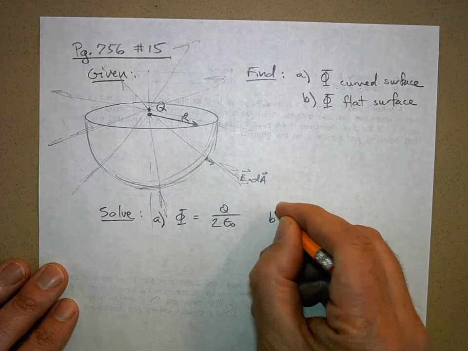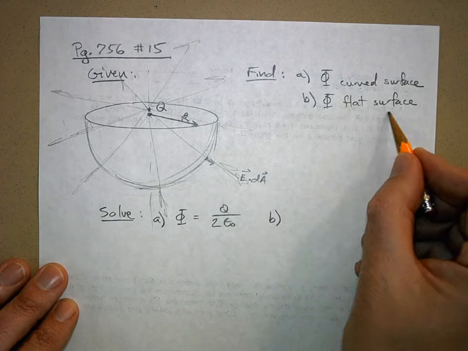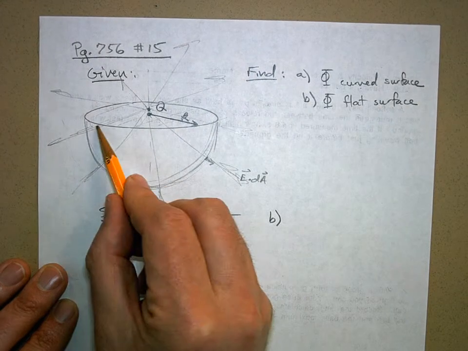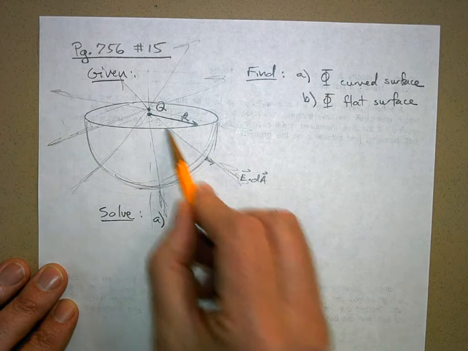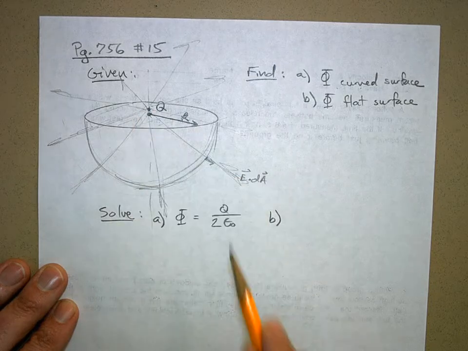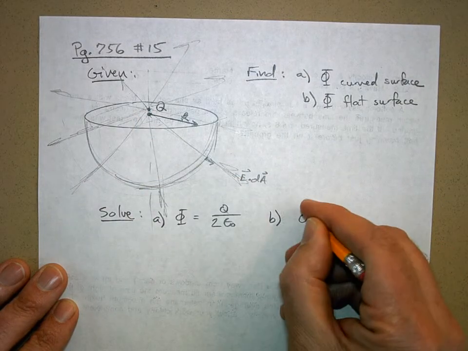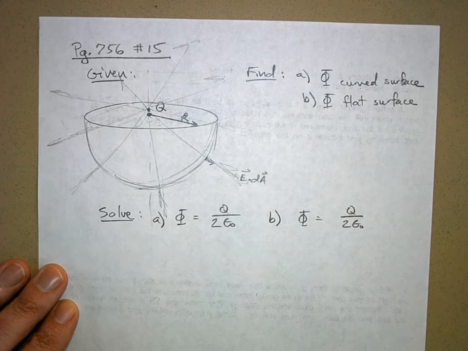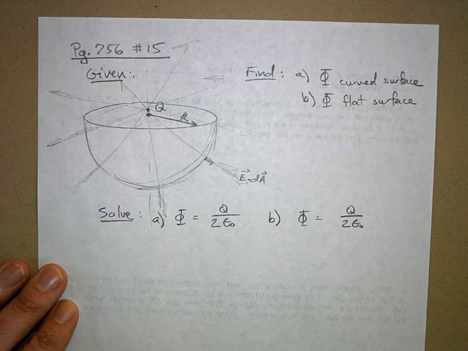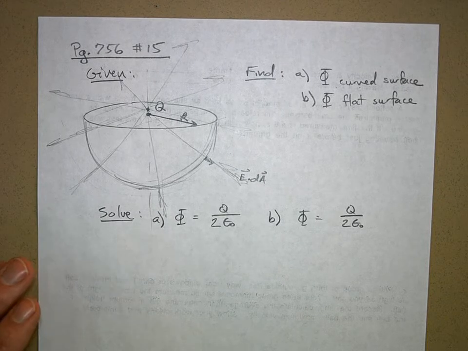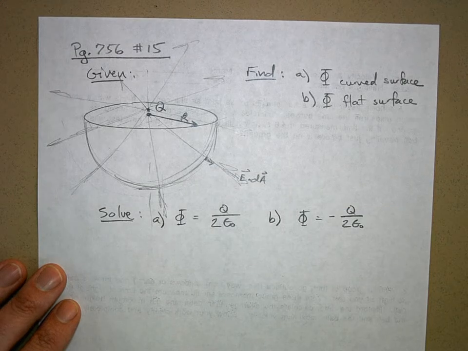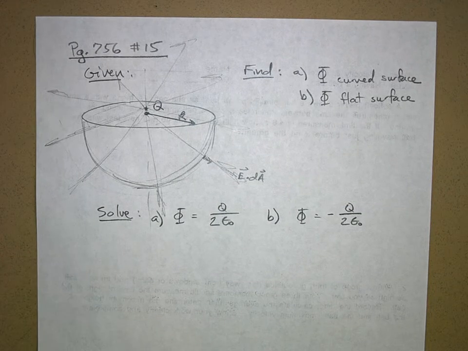Now for part B, how much flux is going through the flat surface? Well, here's your flat surface. For every line of flux that comes through here, it has to go into the flat surface. So the answer is going to be the same. But the flux is going into your enclosed surface. And we say that flux that goes into the surface is negative. So that's it. That's all the work you had to show.